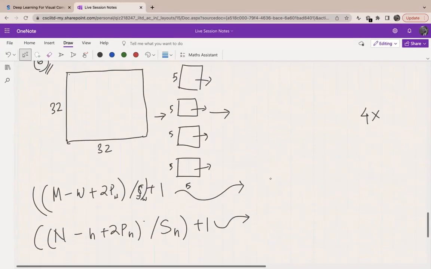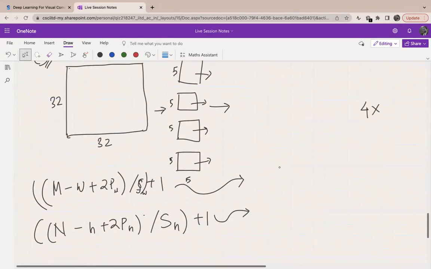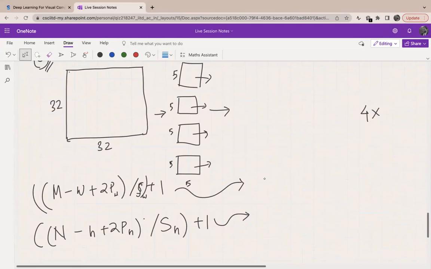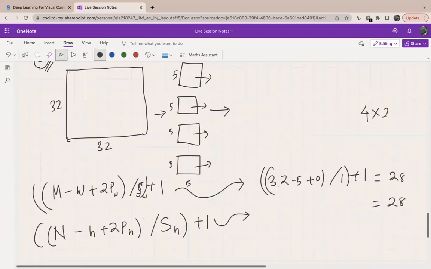Here the height and width of the input m is 32, 32. Width and height of the filter is 5 by 5. Padding is 0, stride is 1. So let's calculate what the output will be. The output will be 32 minus 5 plus 0, by 1, plus 1. So it will be 27 plus 1, 28. It will also be 28 for the height. So this is output number 1.